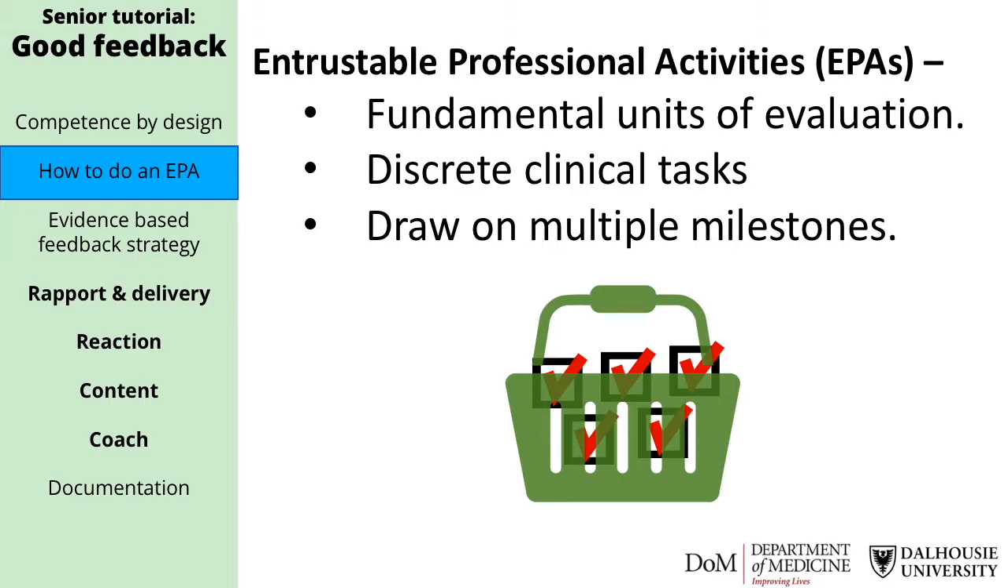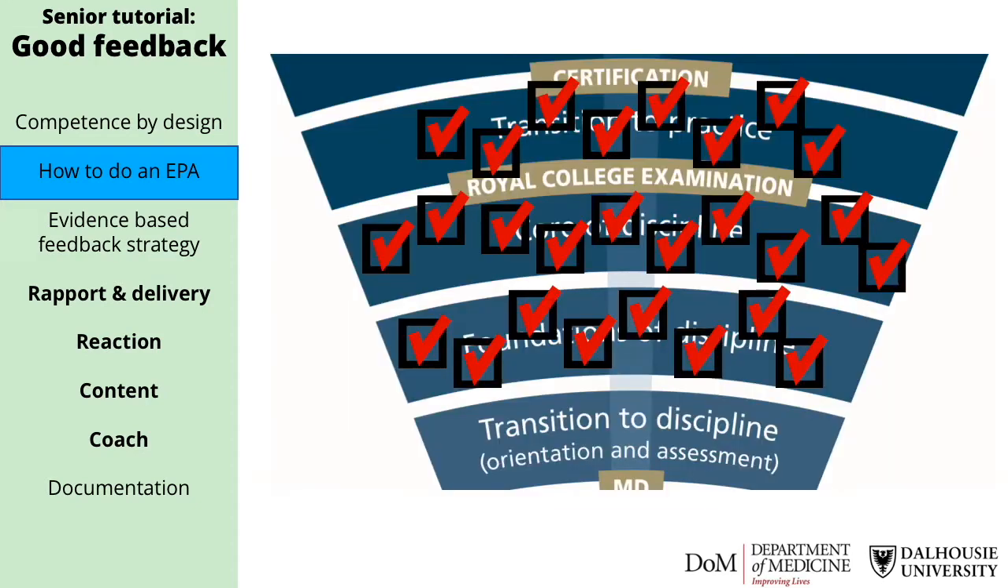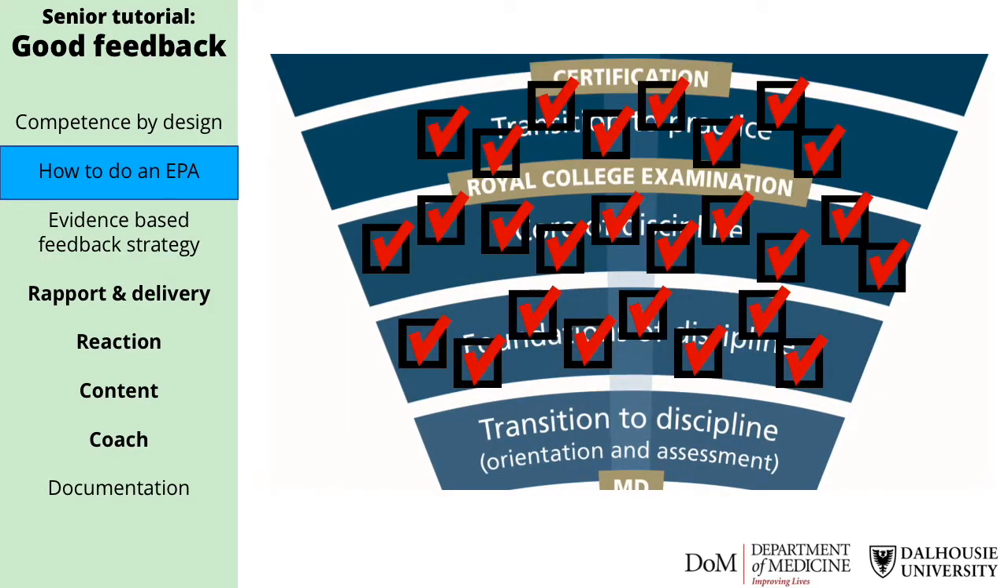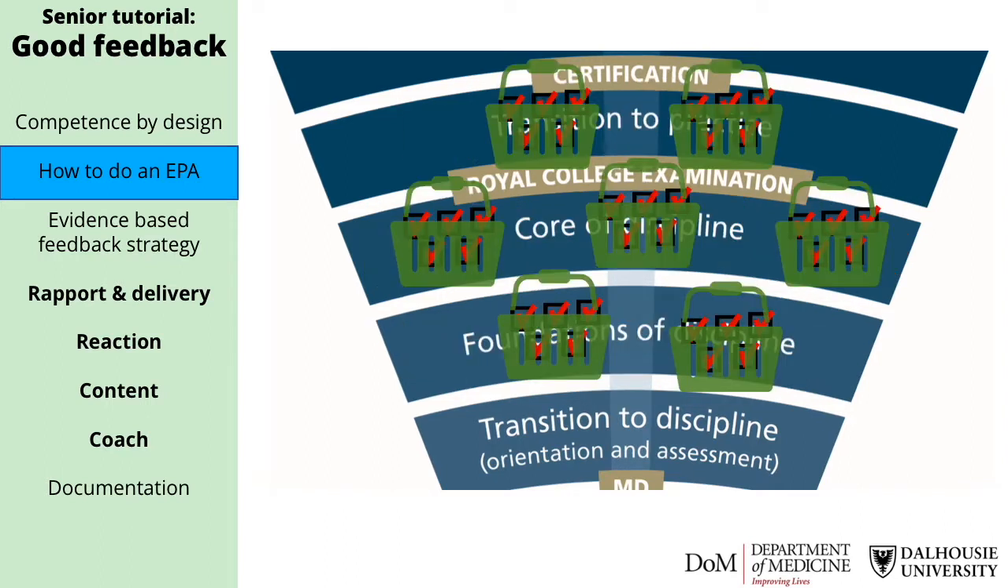So practically speaking, EPAs change this into this. So rather than evaluate 100 little details individually, like you might do all at once on an ITER, instead you make an overall judgment about the level of independence a resident can be trusted with on specific clinical tasks.